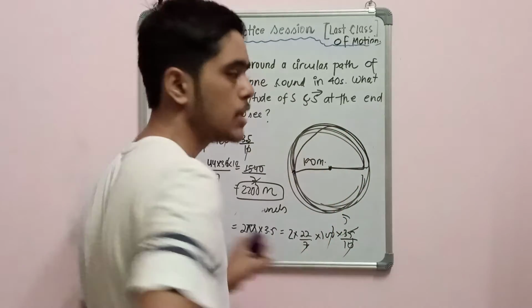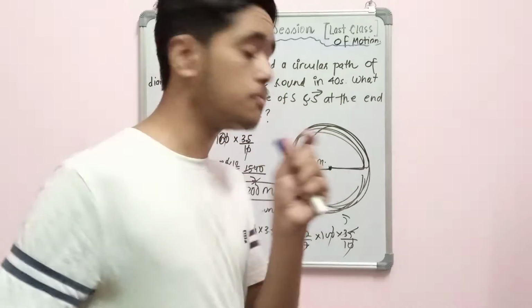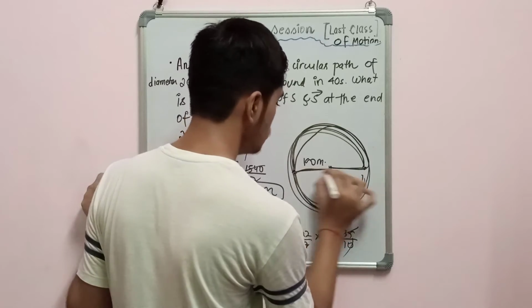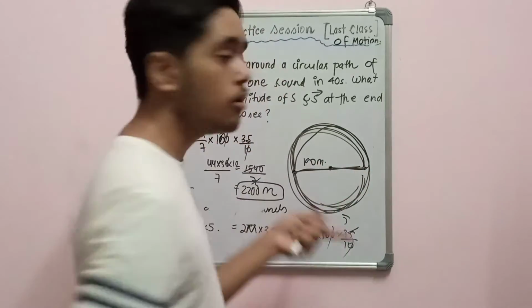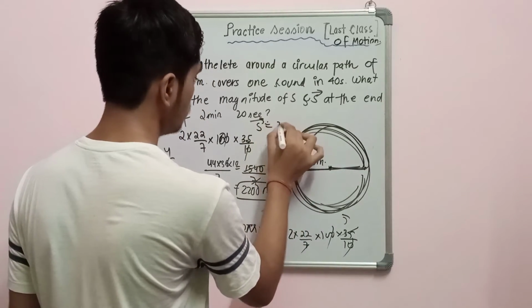Now displacement is defined as the shortest path between final and initial point. So this is the initial point, this is the final point. Join them, and that will be equal to the diameter, 200 meters. So displacement will be equal to 200 meters.